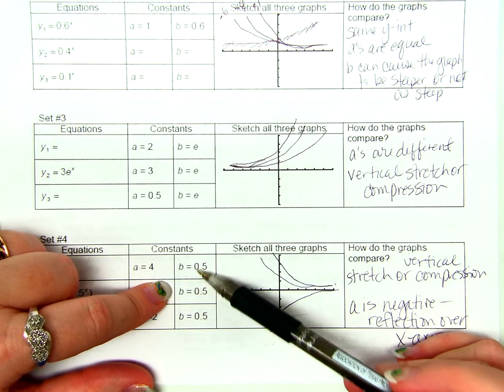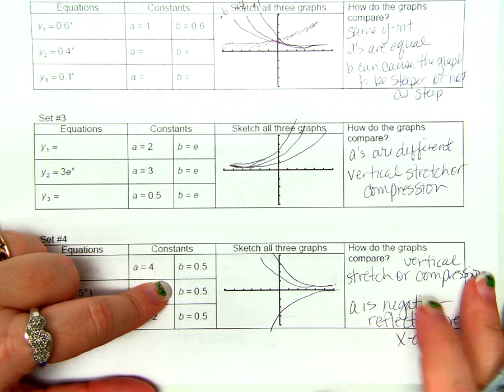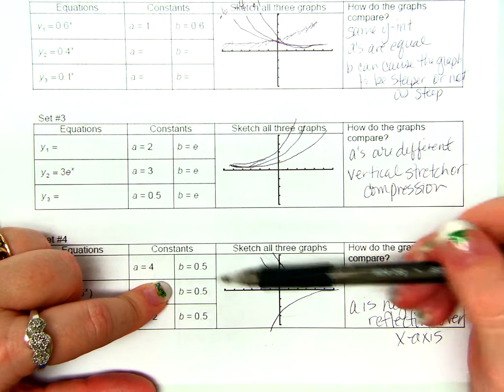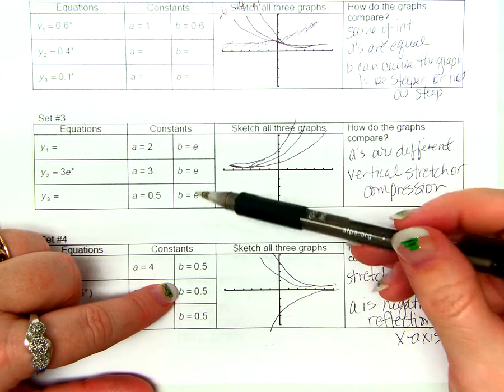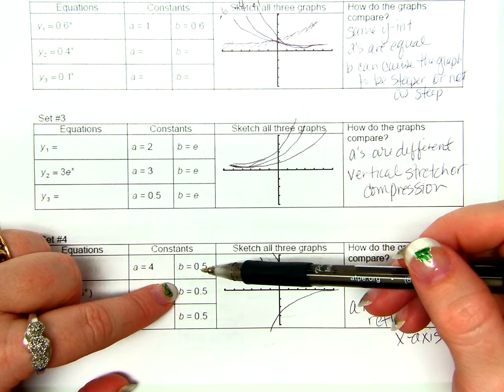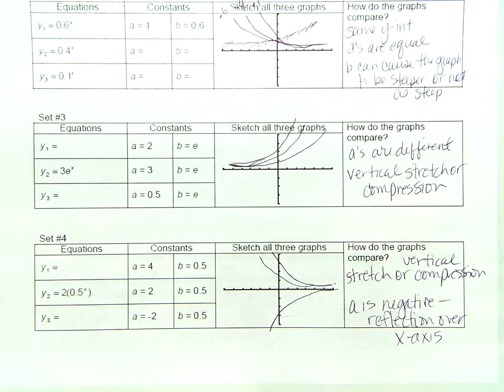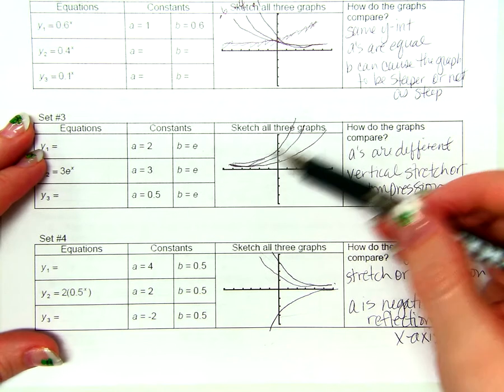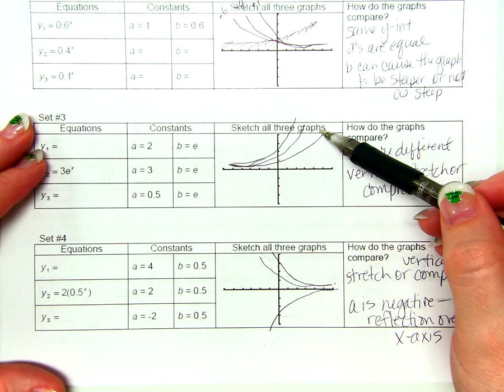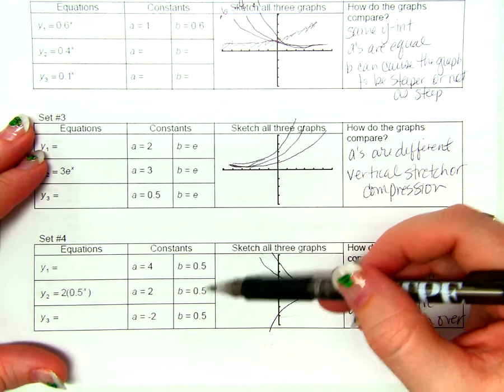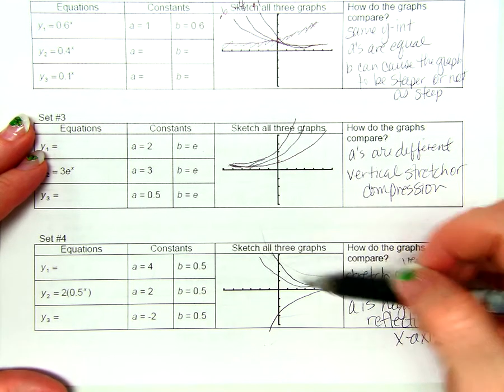What's true about this B? They're all the same, but they tell me about the value. This value is 2-ish. This one's 0.5. So thinking about other things that we've done, what if the value of the B, the base, is greater than 1? What's going to be happening? We're increasing, aren't we? What if the value is less than 1 but greater than 0? That's decreasing. Okay? Does that make sense?